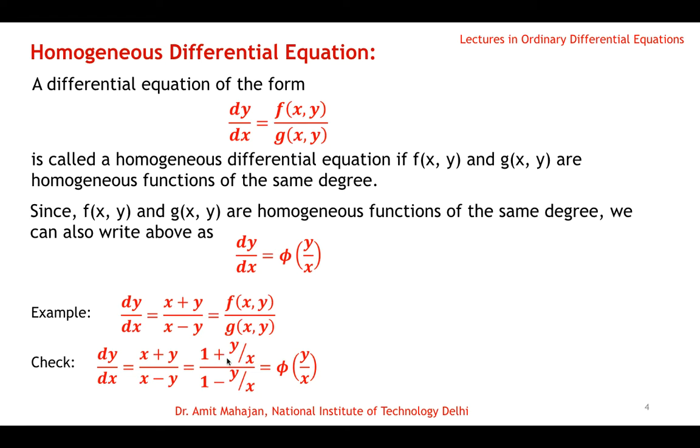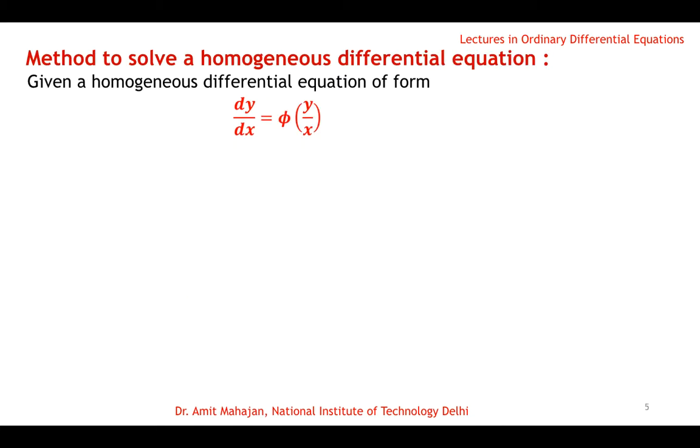So any function of the form dy by dx is equal to f of xy over g of xy, if f and g are of the same degree, it's a homogeneous differential equation, and this can also be written in this form, phi function of y by x on the right hand side. Now how to solve a homogeneous differential equation?